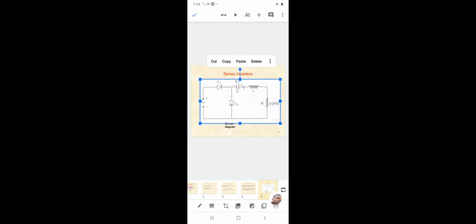This is the circuit diagram for the series inverter. T1 and T2 are the two thyristors. These are the capacitive elements C, and these are the inductive elements L. They are connected in series with the load, that is the R load, the resistance load.